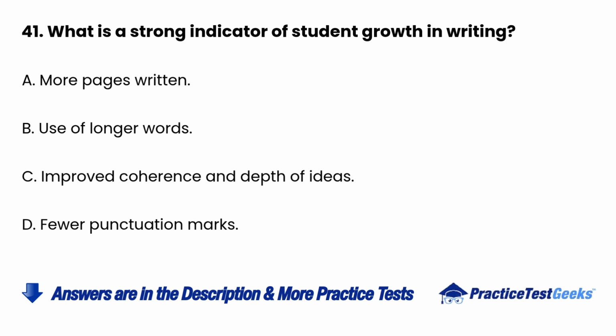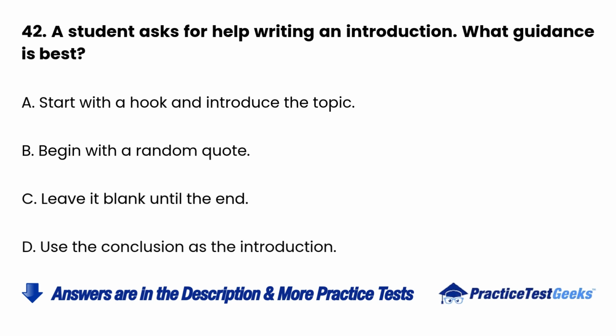41. What is a strong indicator of student growth in writing? A. More pages written. B. Use of longer words. C. Improved coherence and depth of ideas. D. Fewer punctuation marks.